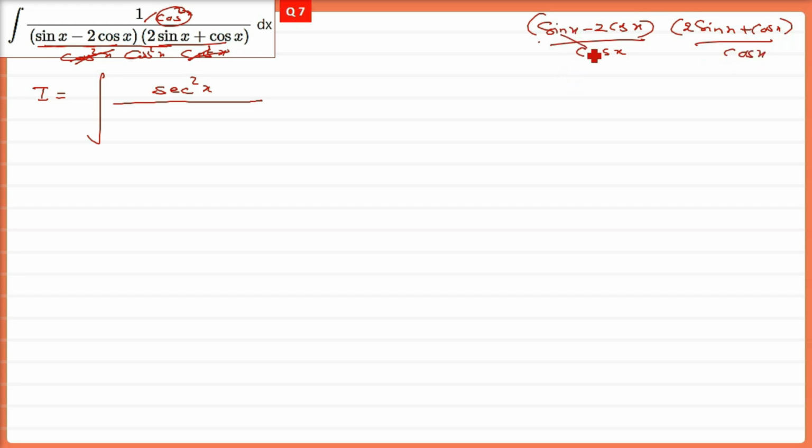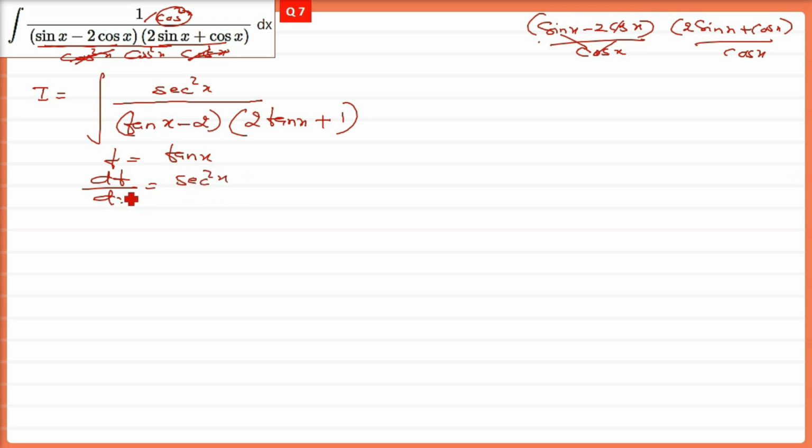Now this sin x by cos x is tan x, and minus 2 cos x by cos x is going to be 1. Now 2 sin x by cos x is 2 tan x, plus cos x by cos x is 1. Now this question is coming to some shape, because we are already aware t equals tan x is going to give you sec square x. So when you place t equals tan x, dt by dx will be equal to sec square x. That is, dt will be equal to sec square x dx. That's what we wanted.